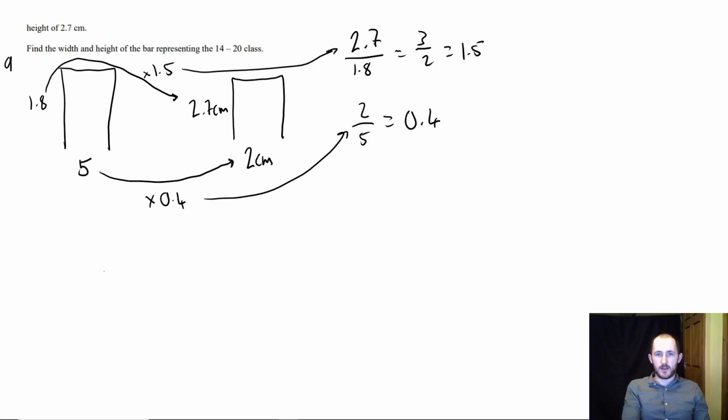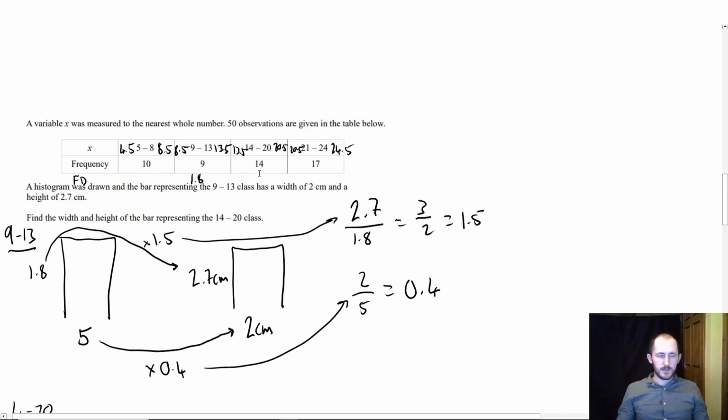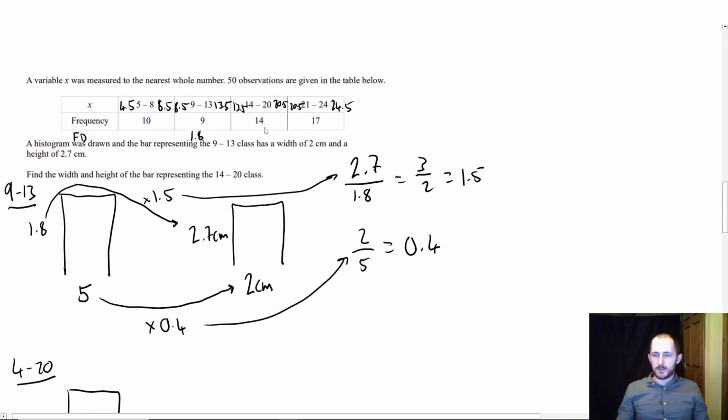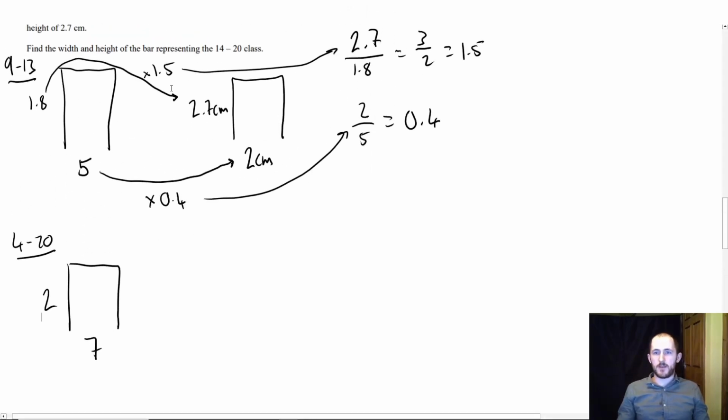So we're going to say this is 9 to 13. Then for 14 to 20, put a little line underneath. What the height and width should be, well, the width, if we're going from 14 to 20, is going to be 7, right? What would the height be? So we have 14 divided by 7, that'd be 2. Then all we're going to do is times by the exact same scale factors in order to work out what the height and width would be here.